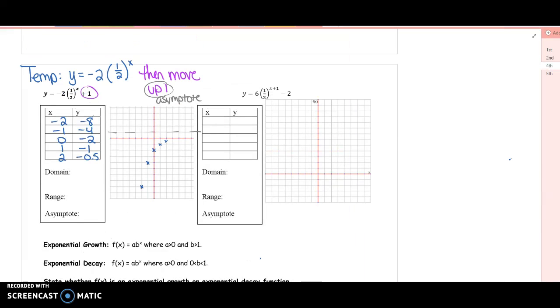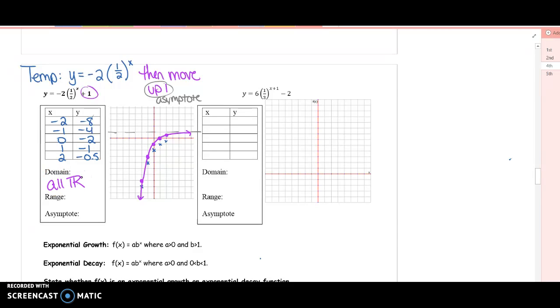Okay, once you have the temporary points in there, we're going to move each of these temporary points up 1. And then think about your asymptote. Make sure that when you draw this graph in that you do not cross that asymptote. The domain is easy. The domain is all real numbers.